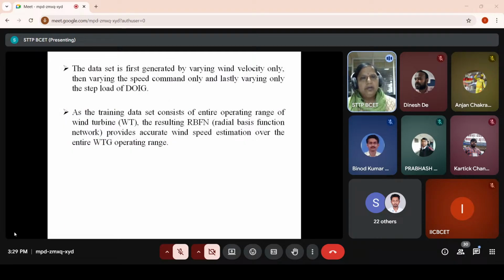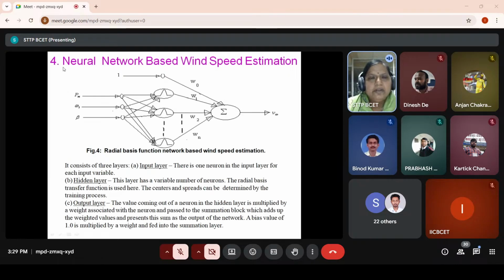In order to estimate the unknown wind speed, first we have to take various inputs, say PM, omega t, beta. We have to form a set of inputs. If you look at the block diagram, first I fixed omega t and beta, and I varied PM from one value to a wide set of values.